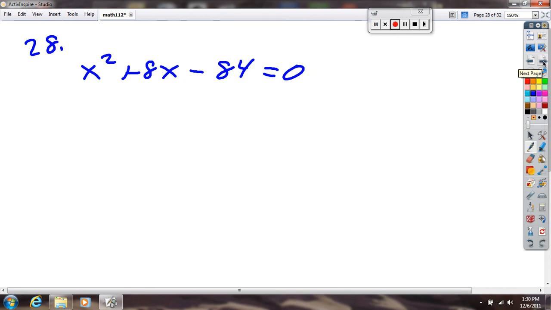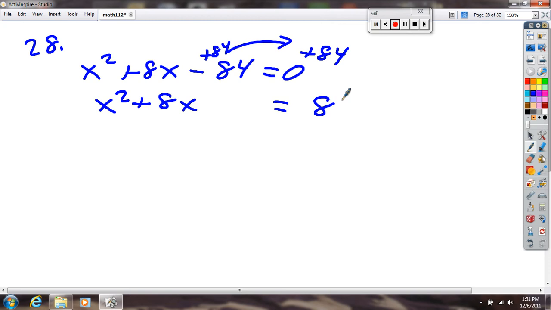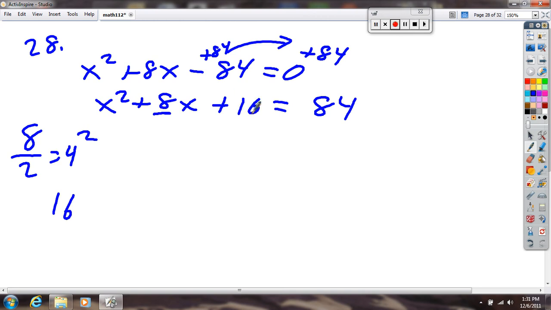Again, the 84 has to go to the other side. So it's x squared plus 8x, leave a space, equals, you have to add 84 to both sides, so it's 84 on the right with the space on the left. Take the 8, this one, bring it over here, divide it by 2, gives me 4, square it, that gives me 16. Take the 16 and add it here and here.